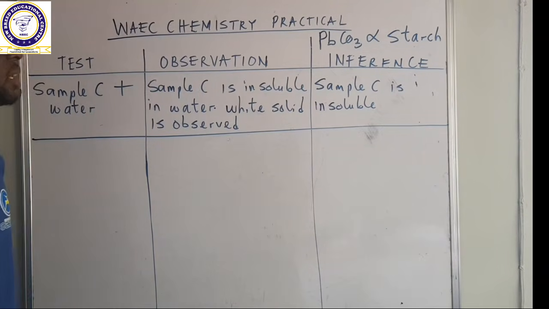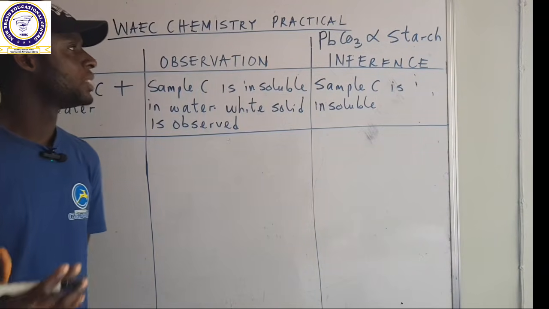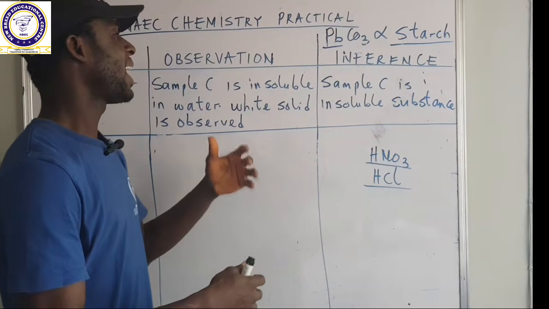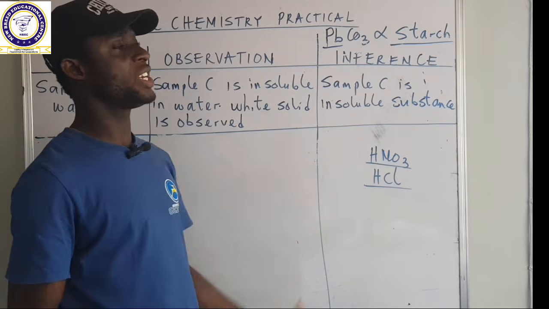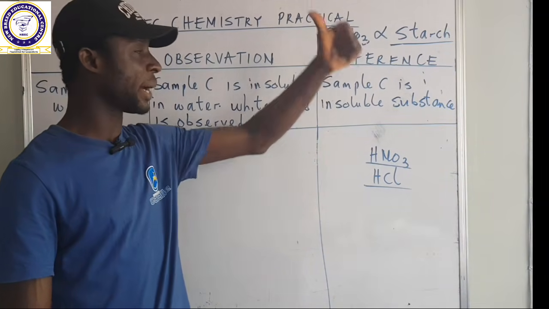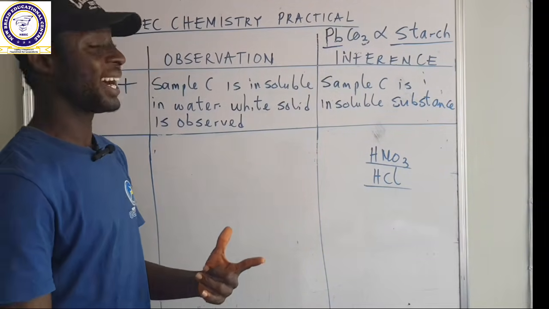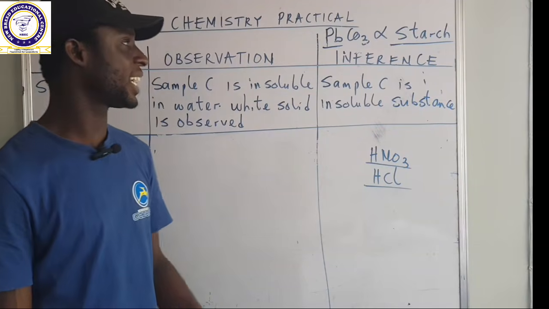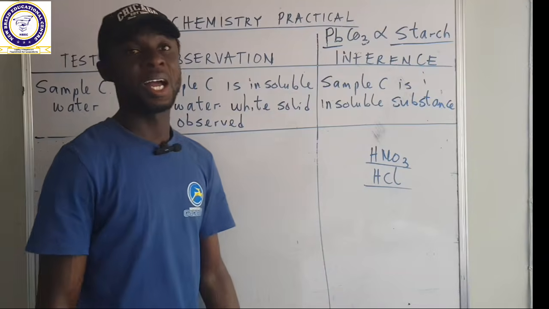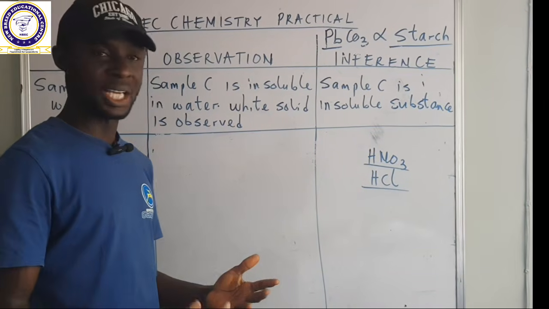The next likely question that they may ask you is to add a reagent that is going to make one of the substances in our test sample soluble. And the reason I'm saying that is that if you add any reagent that will make one of your test samples soluble, at that point you can now filter.